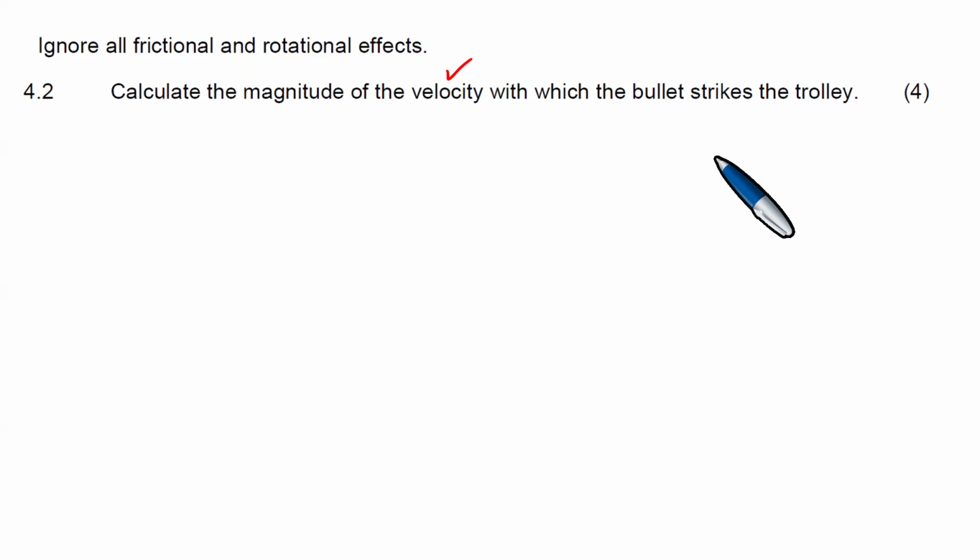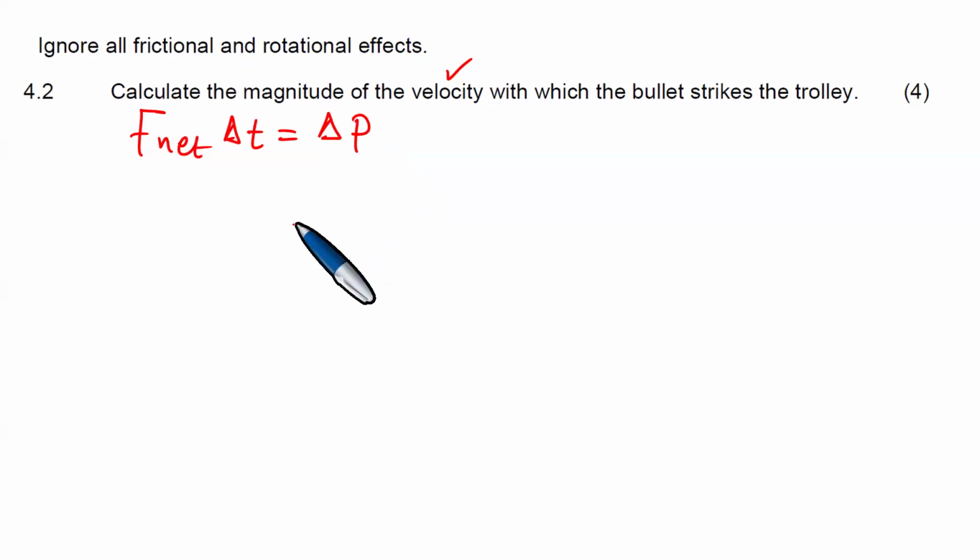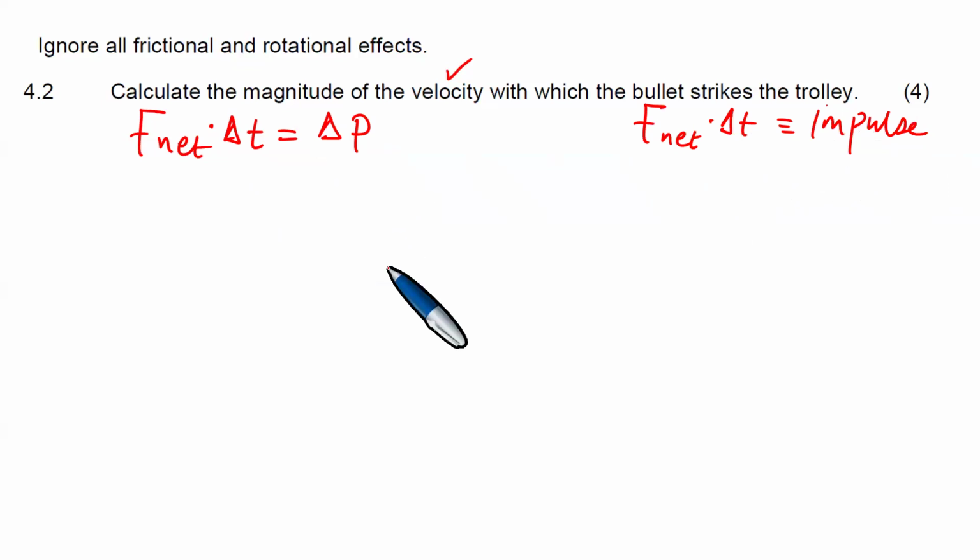All right, so now there are a couple of things that remain very important for us to consider. To calculate the magnitude of the velocity, we know that F net times delta t equals the change in momentum. This formula defines F net times delta t, and F net times delta t is called impulse.